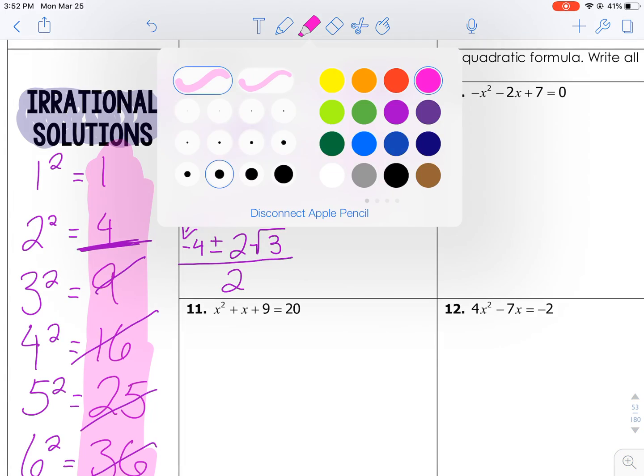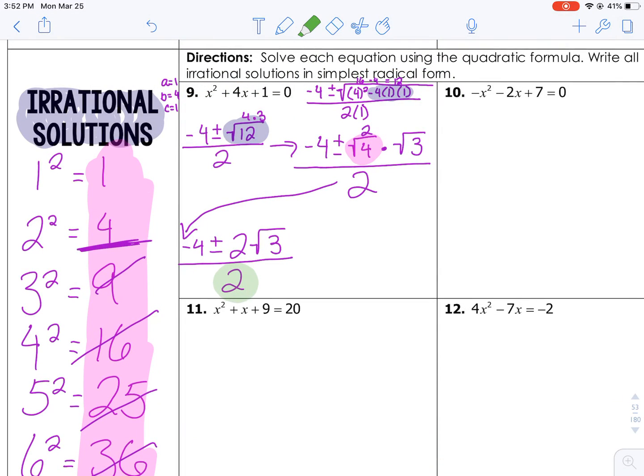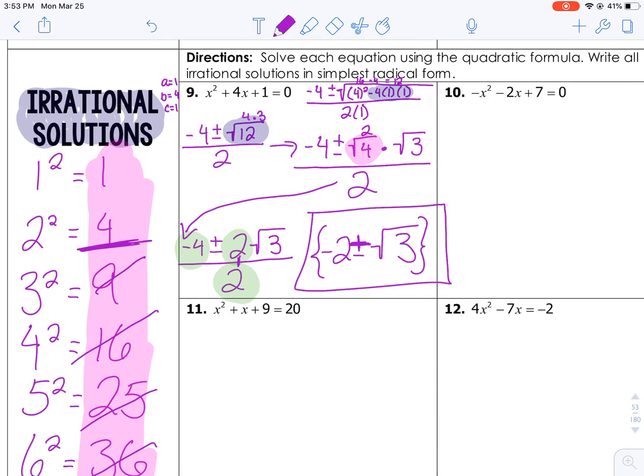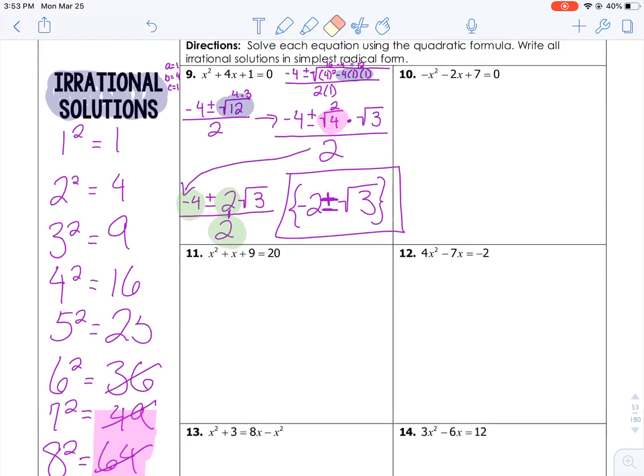But I have this division. I have this divided by 2. So we are going to divide negative 4 by 2, and we're going to divide 2 by 2. So negative 4 divided by 2 is negative 2, plus or minus 2 divided by 2 is 1, so it disappears. Then that square root of 3. So this right here is my answer. This is one of the only times that I can leave that plus or minus as part of my answer. Some of our brains are reeling right now. So let's look at one more together.